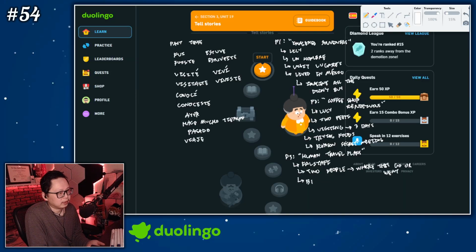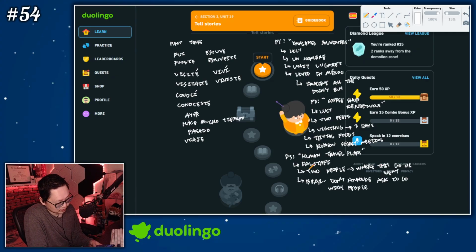Falstaff, you know, in the bear world, you don't have to announce and ask to go with other people. You just go and see who's there. True.